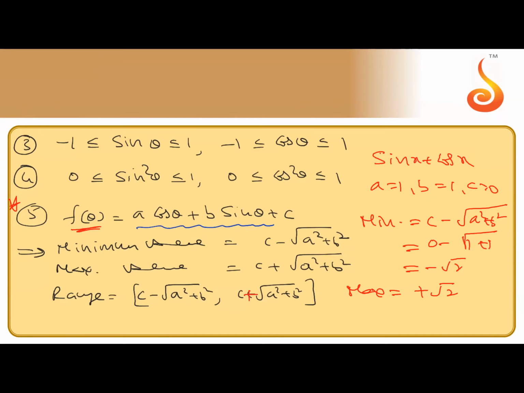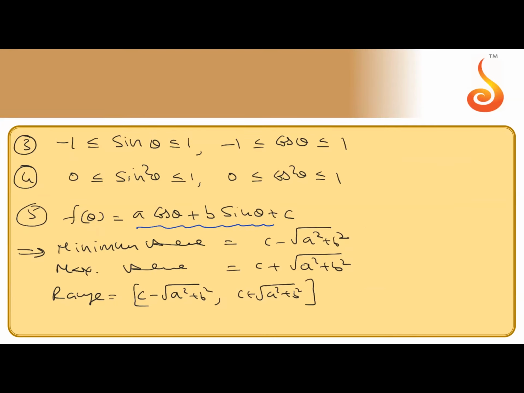Yes, clear? Okay, fine. Suppose they are asking cos x minus sin x. The same answer comes. Here a is 1, b is minus 1, and c is 0. So the range will be the same: minus root 2 to plus root 2. The minimum value is minus root 2 and the maximum value is plus root 2. If it is cos x minus sin x, a is 1, b is minus 1, c is 0. That way I can solve it. Understand this one? How to take?